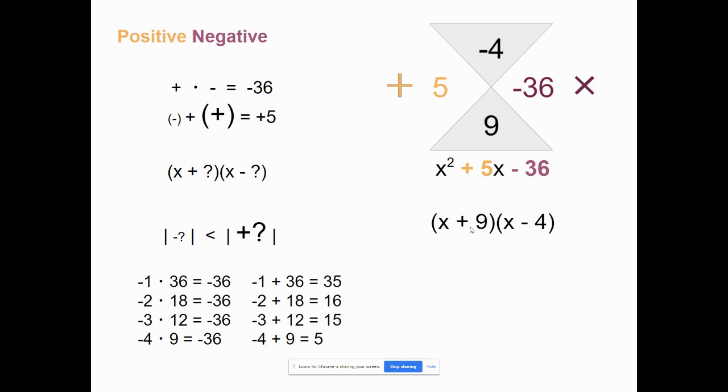So we can multiply this and prove that we're right. X squared, negative 4x, positive 9x, negative 36. First, outside, inside, last. Simplifying, and we get back to our original trinomial.